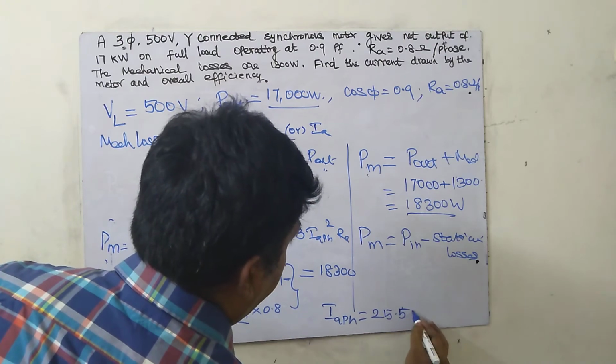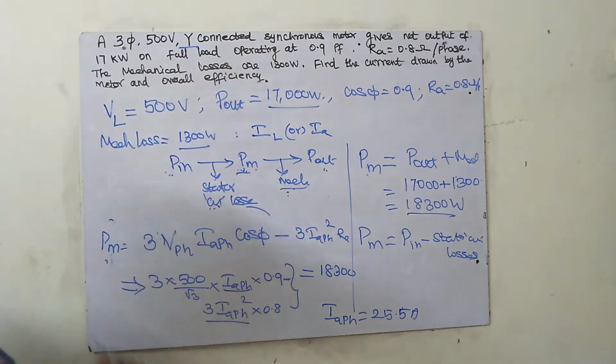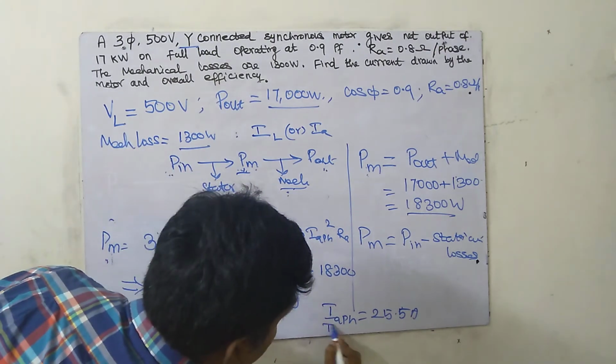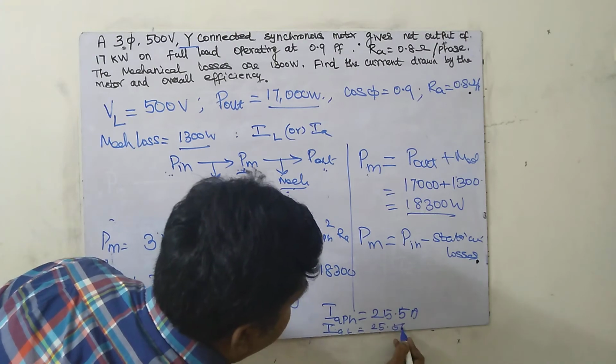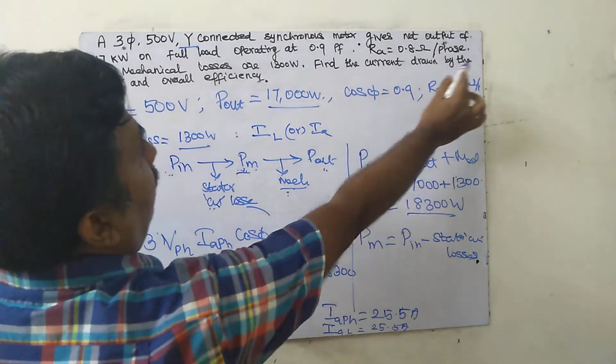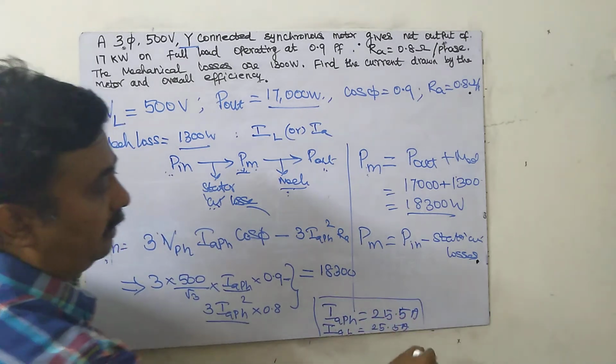So IA phase equals 25.5 amps. What is the line value? Since it is a star connected network, line value equals phase value, so IA line value is also 25.5. This is the question they are asking: find the current drawn by the motor. Either line value or phase value, both are the same because it is a star connected network.